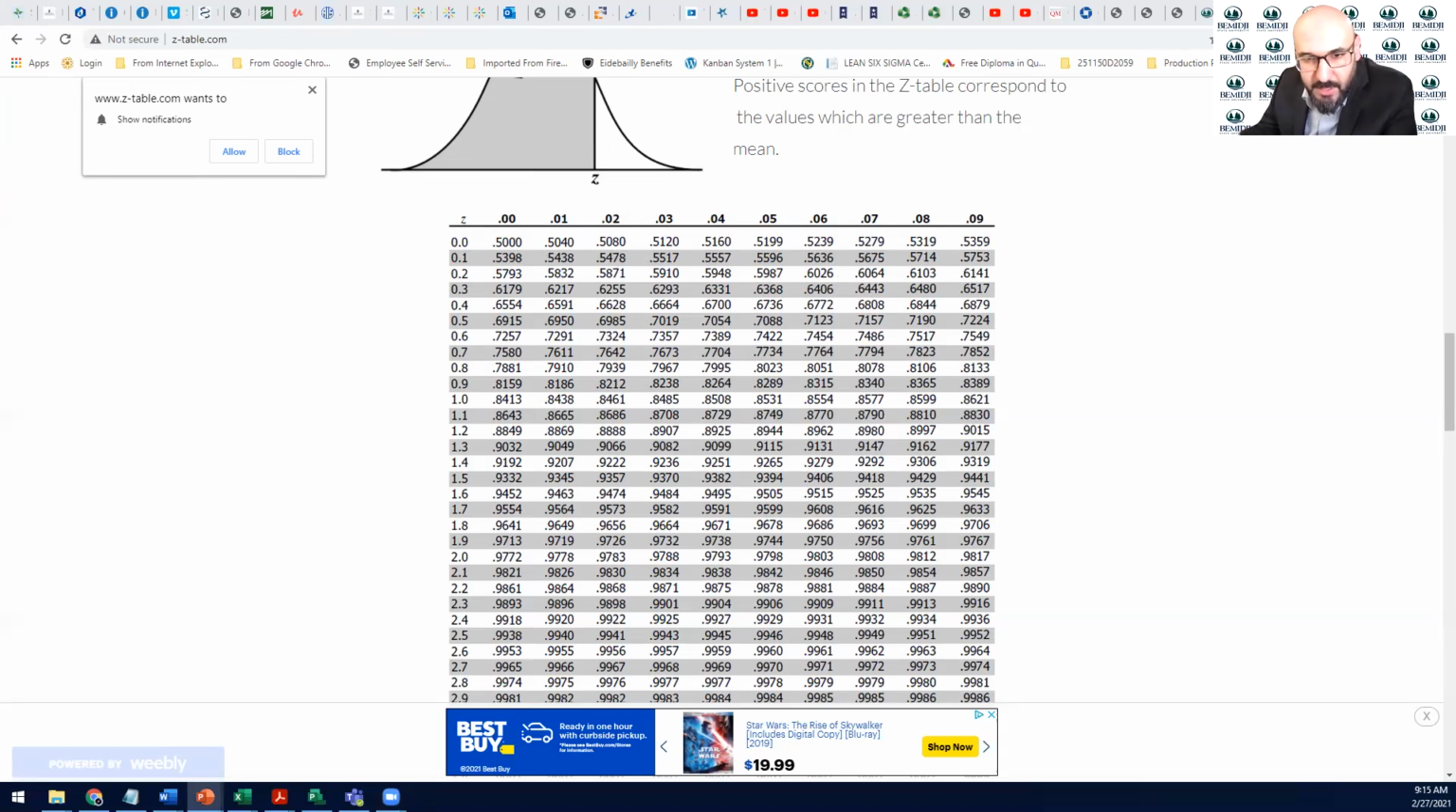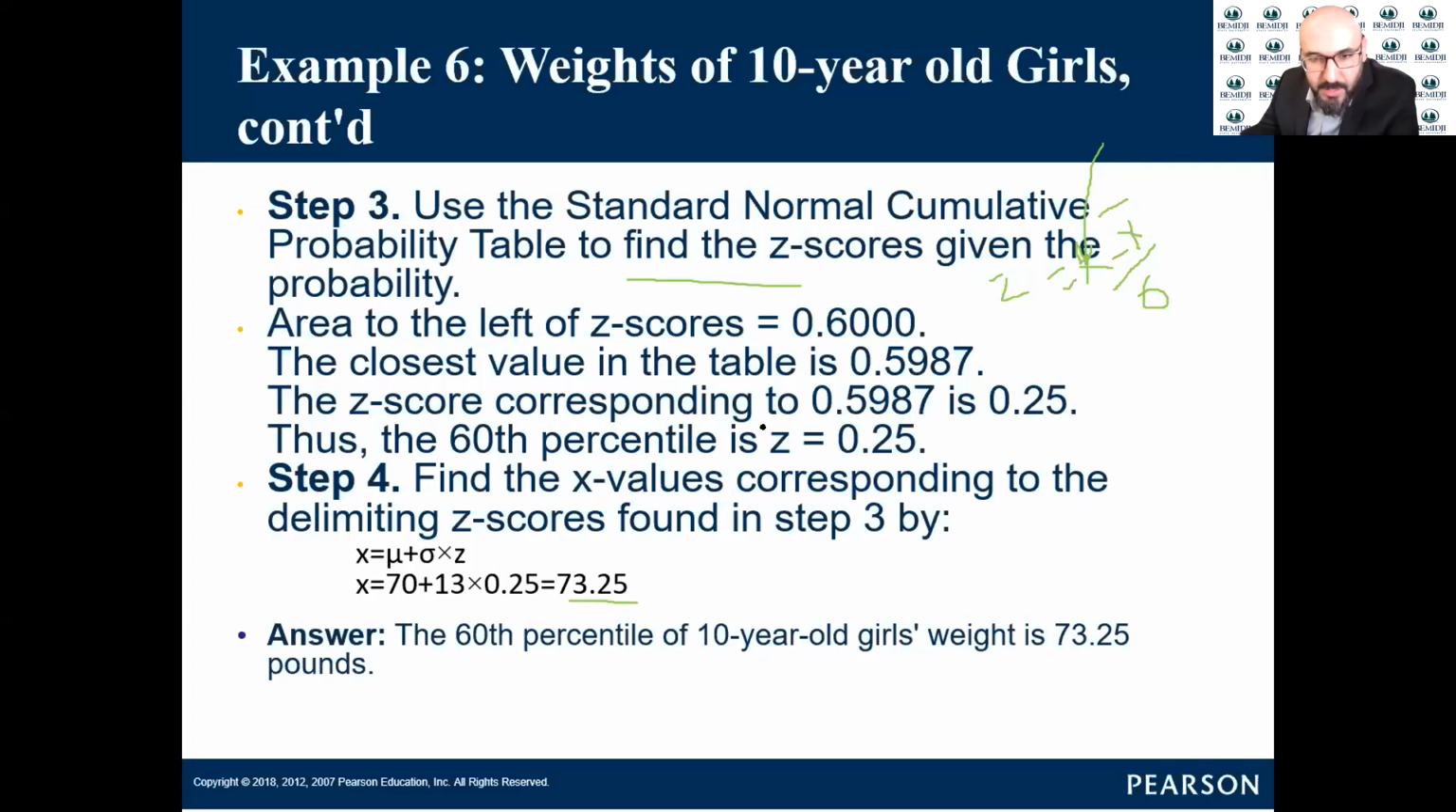So we have to go back and write down that 0.25 is the z-score. For the 60th percentile, we went inside the body of the table and found what the value would be, and we found that value to be 0.25. And now we are ready to apply it.